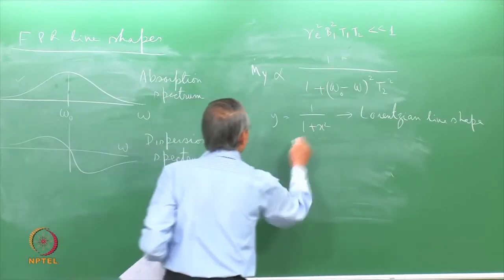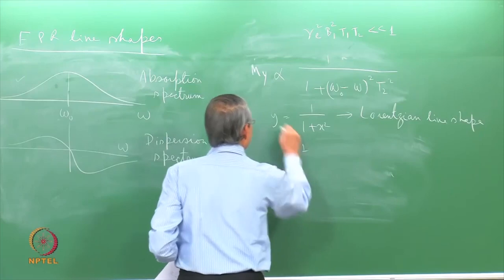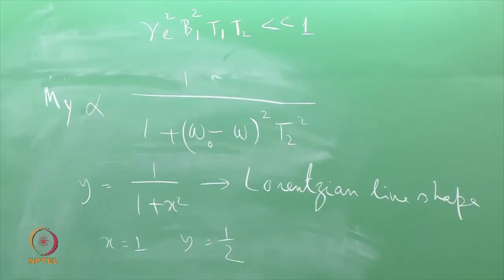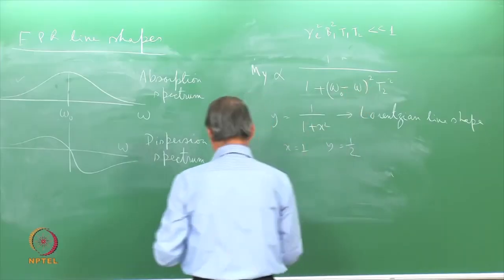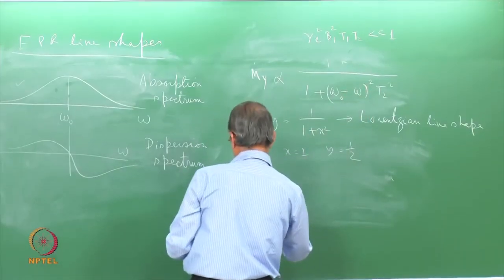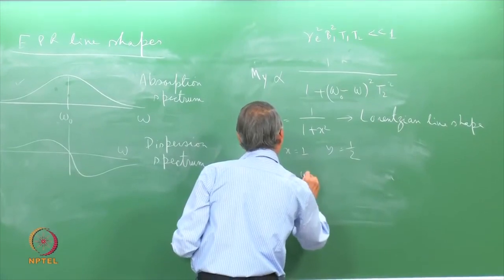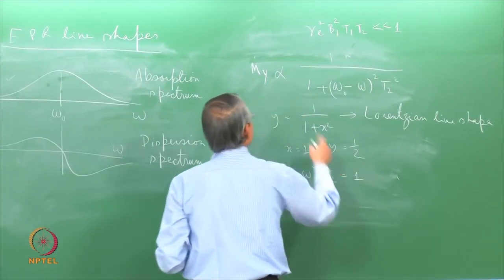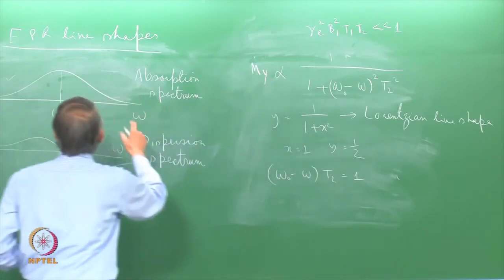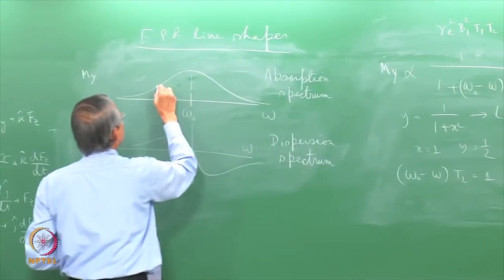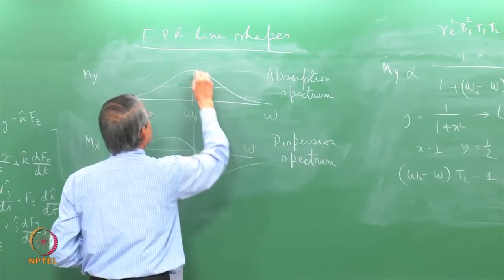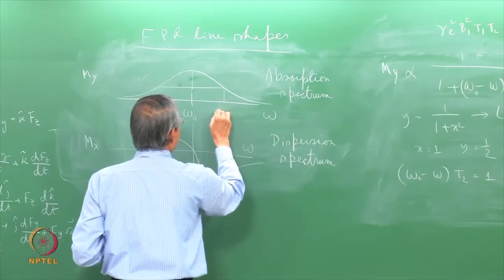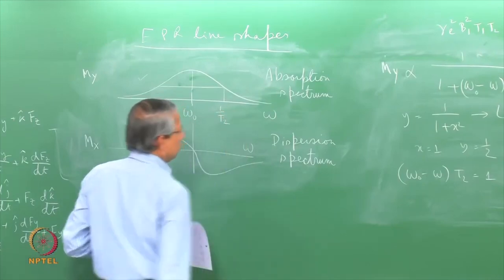Now, here see when x is equal to 1, the value of y becomes half. The same way here when omega 0 minus omega times T2 is equal to 1, then the signal height becomes half of that. So, here this will be half of that when this value is 1 by T2.